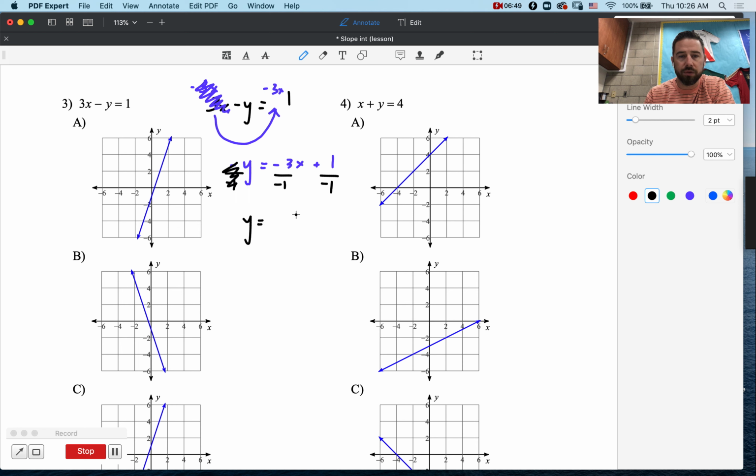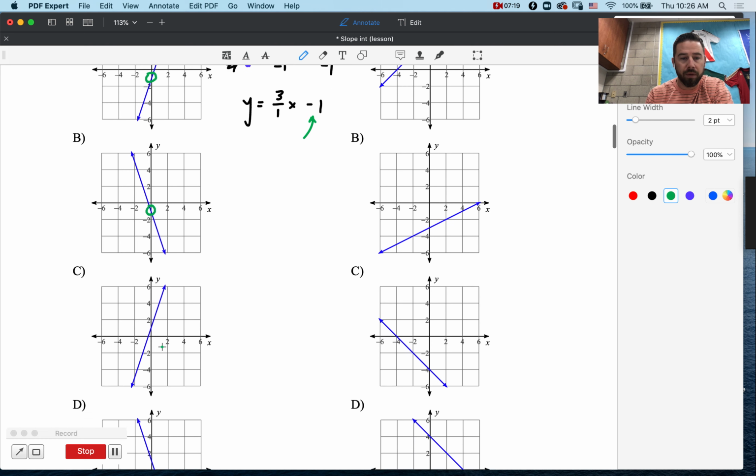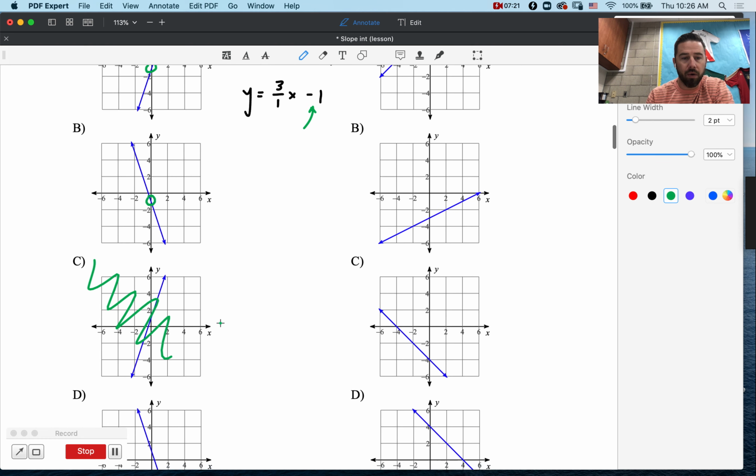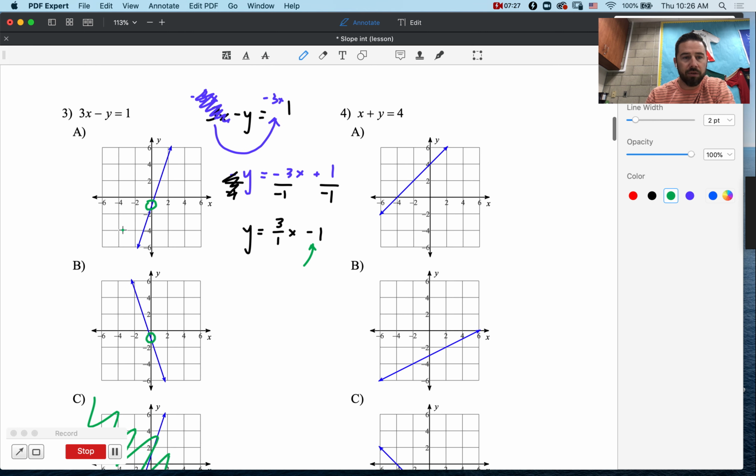And we have y equals, I'll leave this as a fraction because we actually want fractions in this type of problem. So I'm going to make this positive 3 over 1 because a negative divided by negative is a positive, and I'll put x there. And then 1 divided by -1 is actually -1. Okay, so what that means is that my y-intercept is down at -1. Well, yes, this is down at -1, that's good. This is down at -1, that's good. Is this guy at -1? No. Is this guy at -1? No. Okay, so now we're left between these two problems.